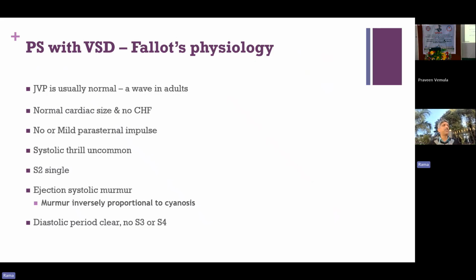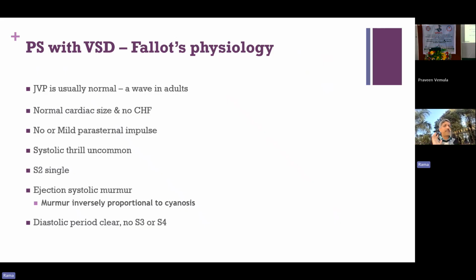So you'll be asked what the mechanisms of spell are, or what the mechanism of squatting is, how squatting relieves cyanosis and all. From history, we want to differentiate tetralogy from Eisenmenger based on the onset of cyanosis, the quantum of cyanosis, and the progression of cyanosis. We'll go into the depth of all of them later. Then cyanotic spells as well as squatting.